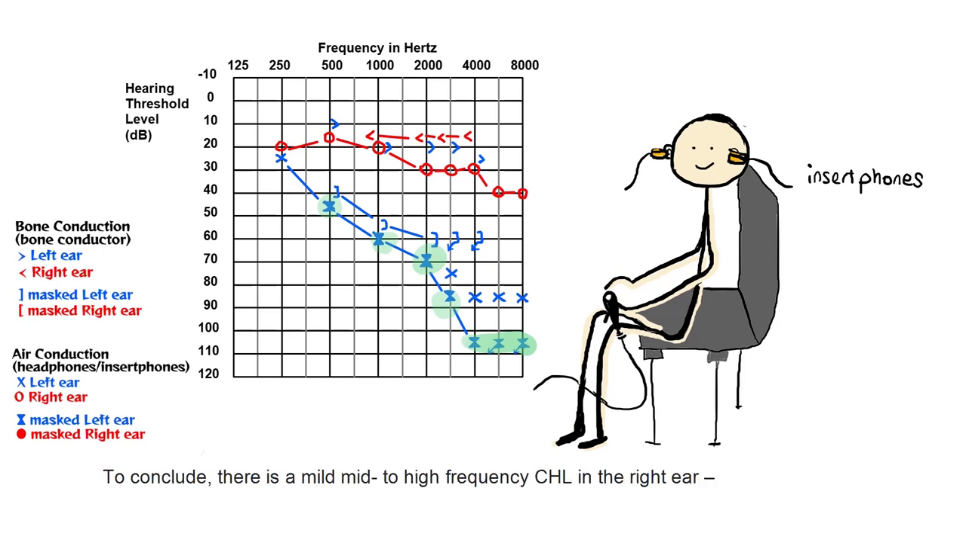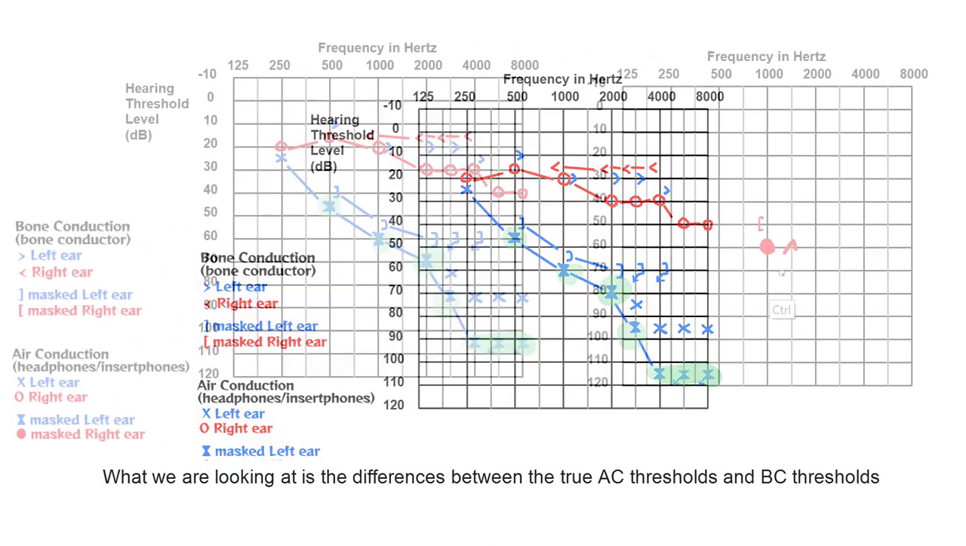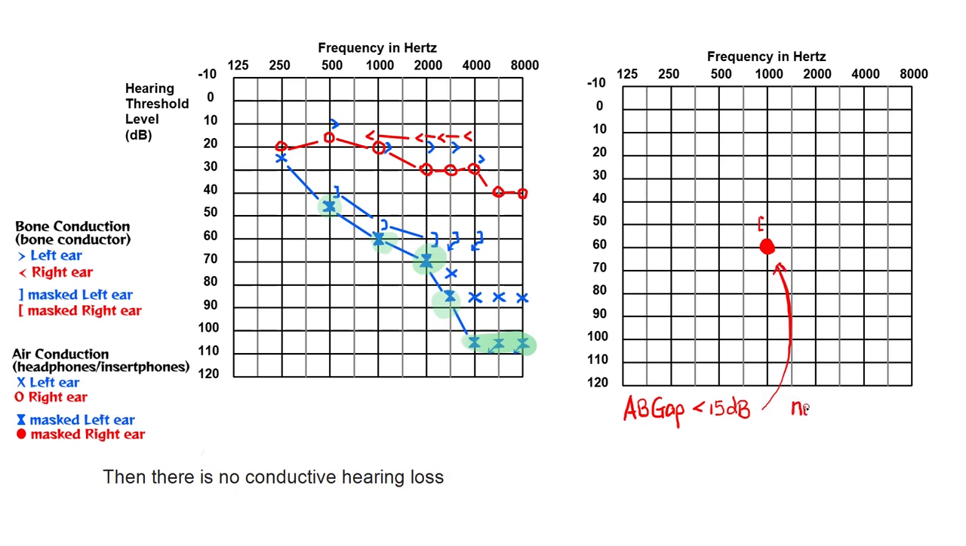To conclude, there is a mild mid to high frequency conductive hearing loss in the right ear. Hang on. How can you tell? What we are looking at is the differences between the true AC thresholds and the BC thresholds. If there's no gap in between, or a gap of less than 15 dB, like this one here, then there's no conductive hearing loss. But if there's a gap of 15 dB or more in between, like here, we say that there's a conductive hearing loss.